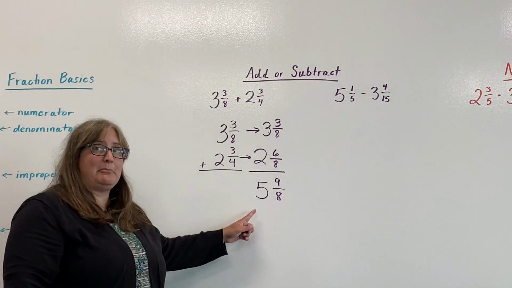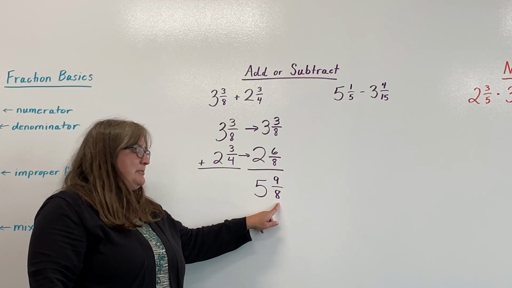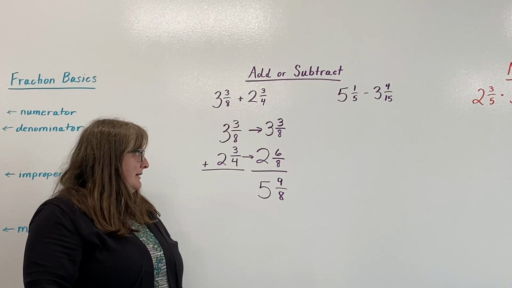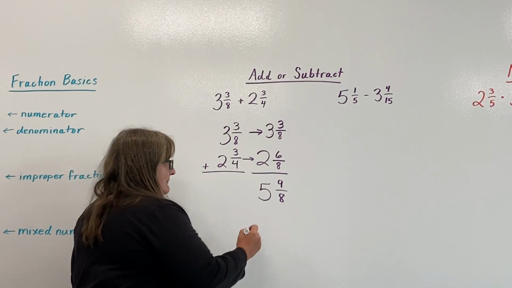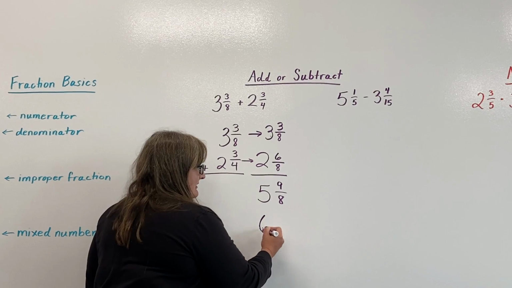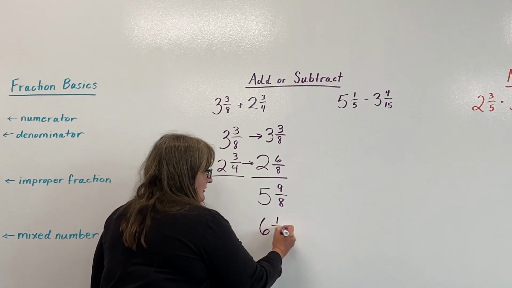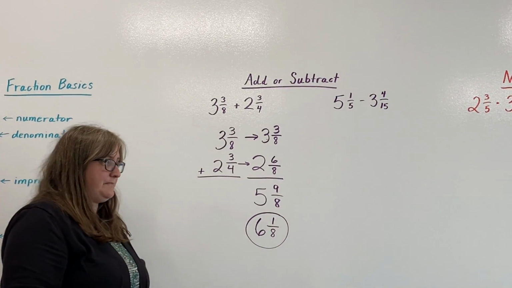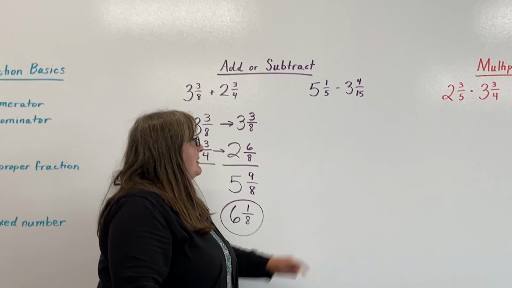This is almost my final answer, but I see I have an improper fraction here. 8 goes into 9 one full time, so that means my 5 is going to go up to 6, and I'll have 1 piece left over. So 6 and 1/8 is my final answer. Let's try this subtraction problem.